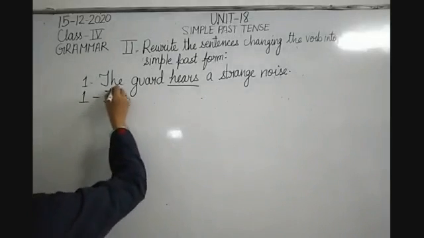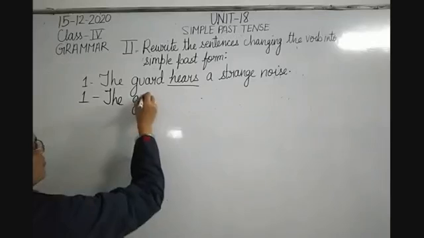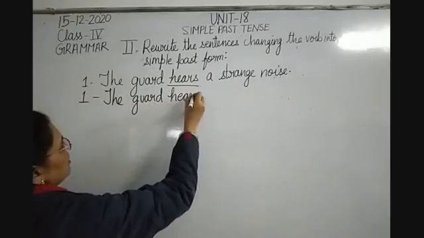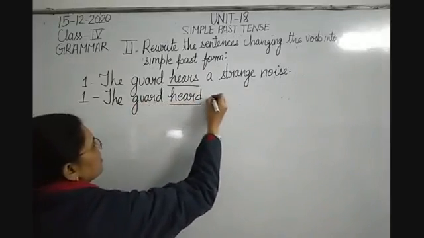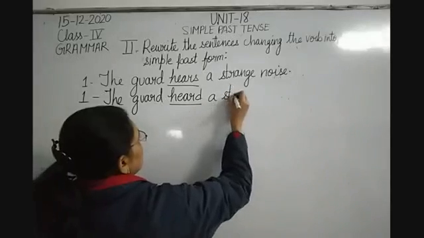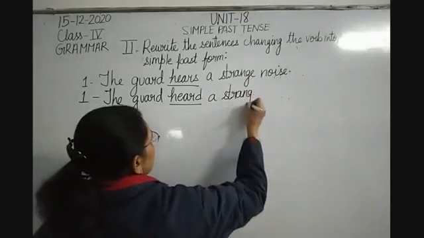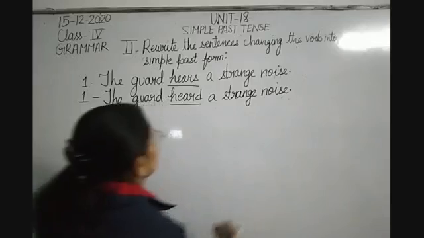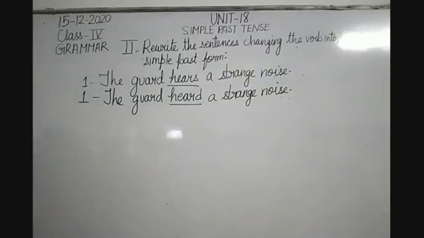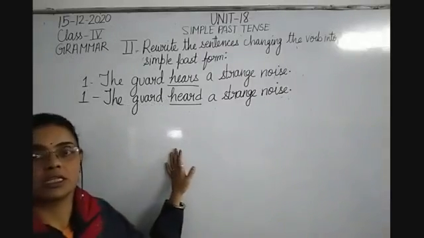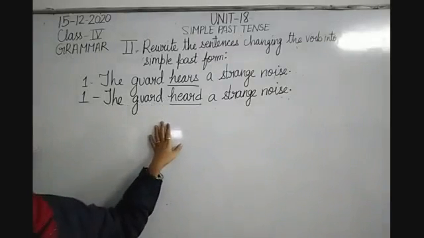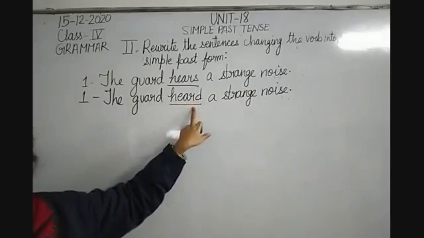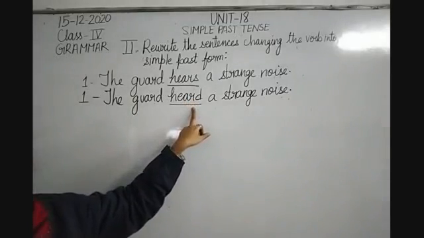So our sentence will be, the guard heard a strange noise. The guard heard a strange noise. This is a sentence in simple past tense. And what have we done? We have simply changed the verb into the past tense.